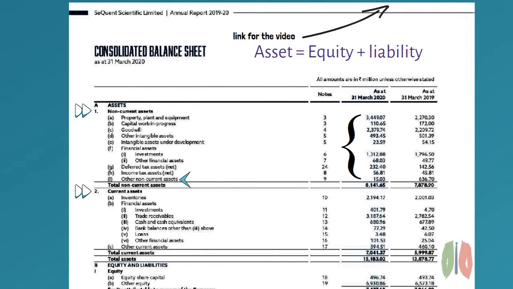So next, the current assets part. Current assets have a life of less than a year and are easily converted into cash. Because their life is less than a year, in the coming financial year they can be easily converted to cash and they can be shown in the income statement for the entire financial year.